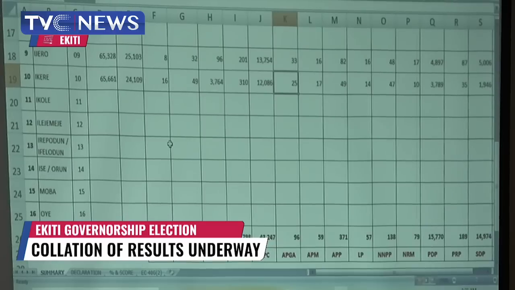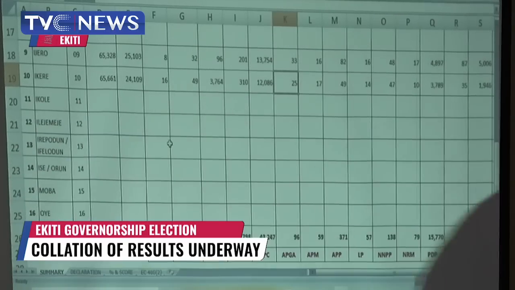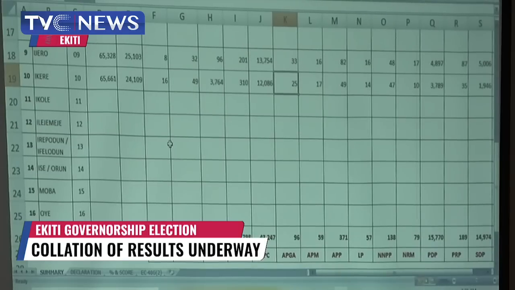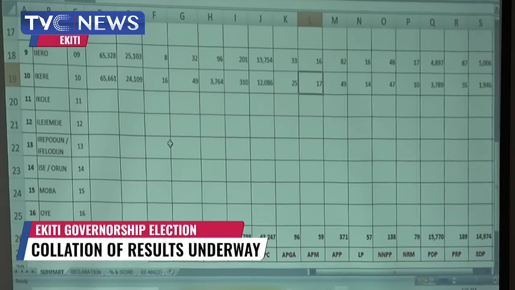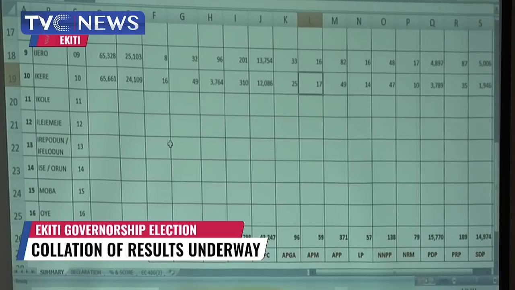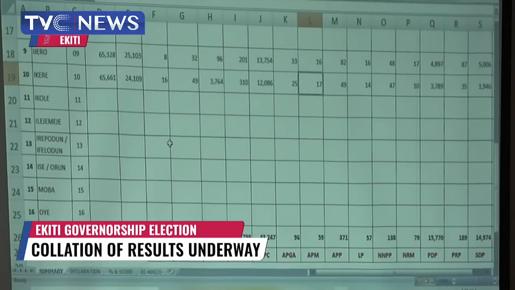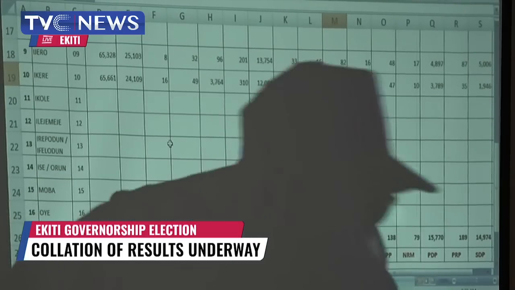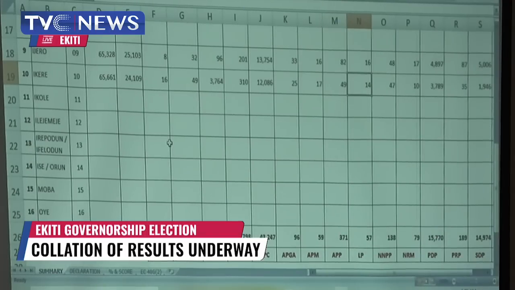APC 12086. APGA 25. APN 25. APM 17. APP 49. LP 14.